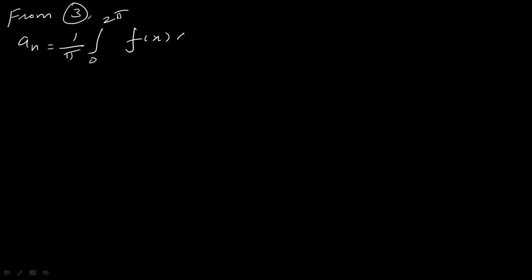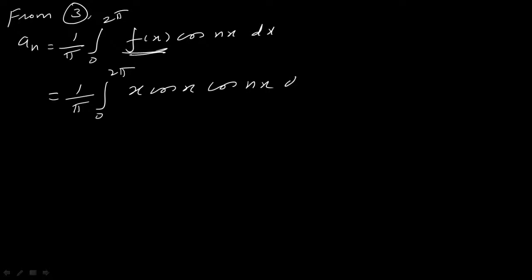So from equation 3, your a n is equal to 1 by pi. First let me write down the general formula for calculating a n: 1 by pi integral 0 to 2 pi f of x cos nx dx. So what is the given function f of x? Next step, let me replace f of x by x cos x, right? x cos x cos nx dx.